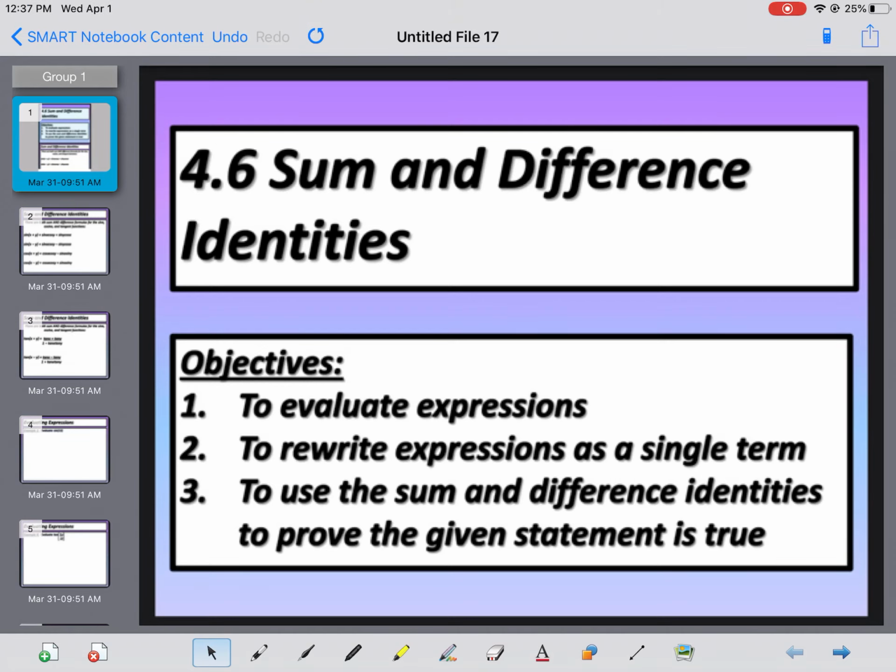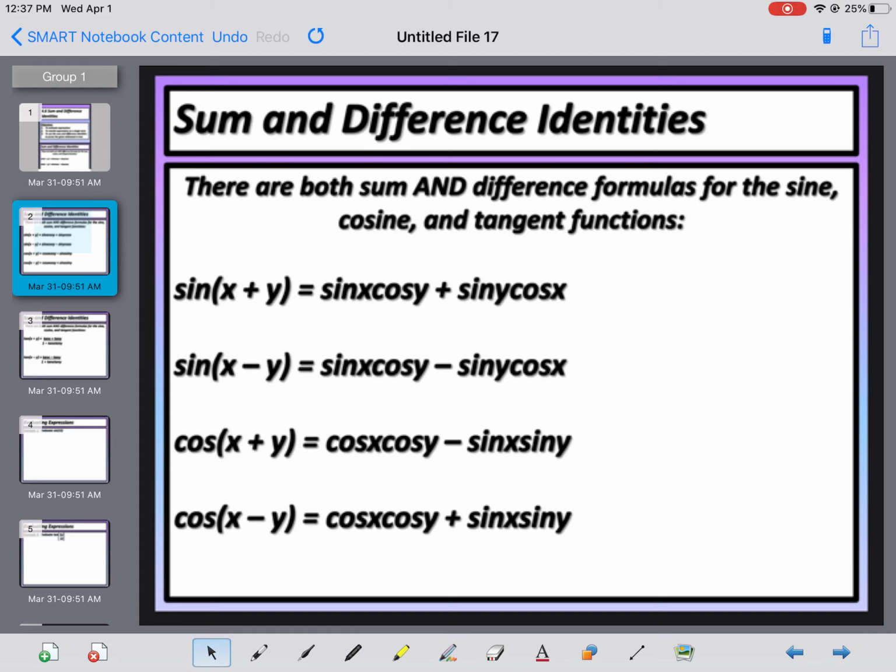Hey guys, up today we have 4.6 sum and difference identities. To start off, you might want to pause your video and jot down these identities onto your formula sheet. Anytime that we add or subtract values, we could expand them.